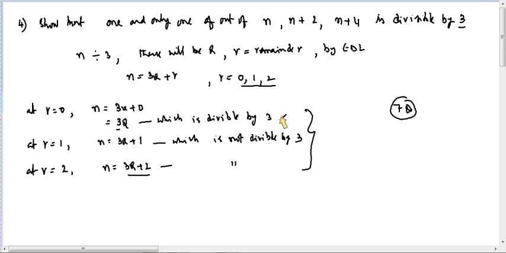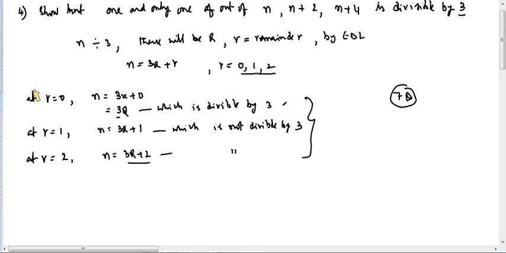Okay. So in the first case we have taken n. This is case 1, so n is equal to 3q. Then only n is equal to 3q is divisible by 3. Now let us take case 2, n plus 2. We can apply all these things, and we will see whether it is divisible by 3 or not.